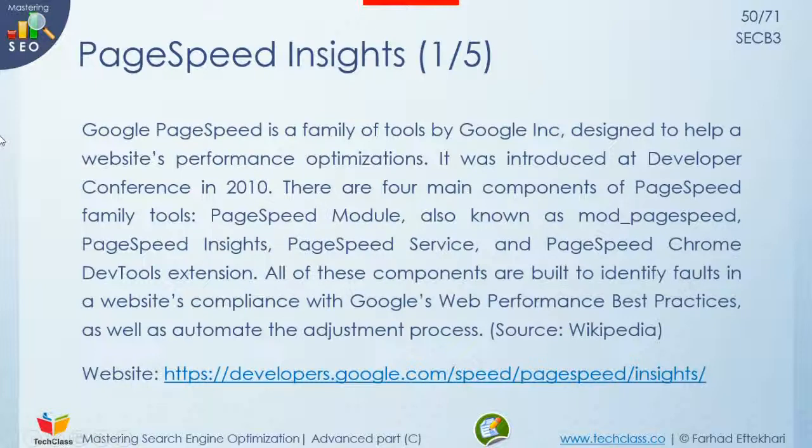Now let's get familiar with PageSpeed Insights. Google PageSpeed is a family of tools by Google Incorporation designed to help with website performance optimization. It was introduced at the Developer Conference in 2010. There are four main components of the PageSpeed family of tools: PageSpeed Module, also known as Mod PageSpeed, PageSpeed Insights, PageSpeed Service, and PageSpeed Chrome DevTools extension. All of these components are built to identify faults in a website's compliance with Google's web performance best practices, as well as automate the adjustment process. So here's the link that you can visit.